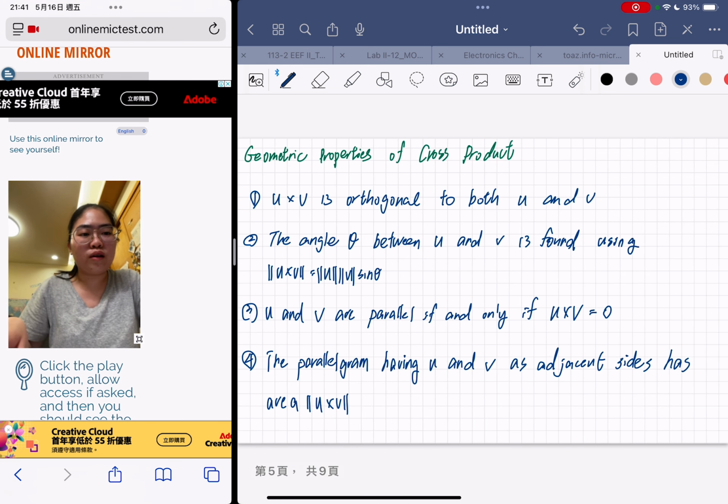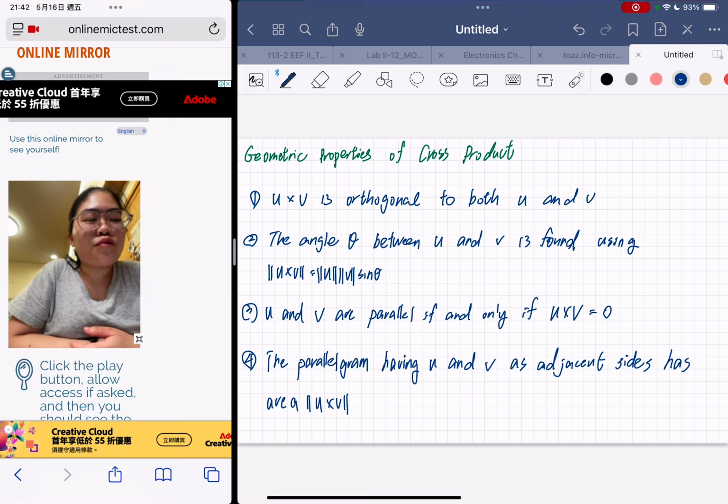And now let's look at the geometric properties of the cross product. First, U × V is orthogonal to both vectors U and V. Second, the angle theta between U and V is found using the length of U × V, which equals the length of U times the length of V times sine theta. And third, U and V are parallel if and only if U × V equals 0. So when you find that U × V equals 0, you can tell that vector U and vector V are parallel.